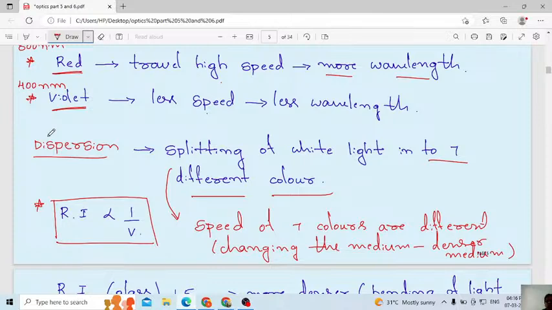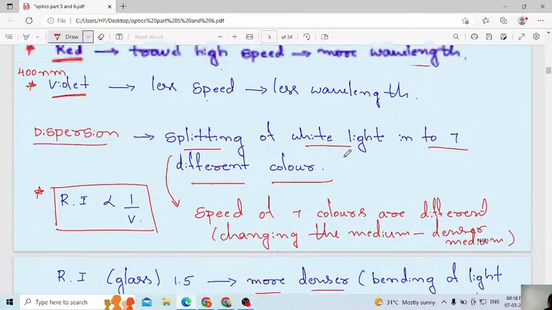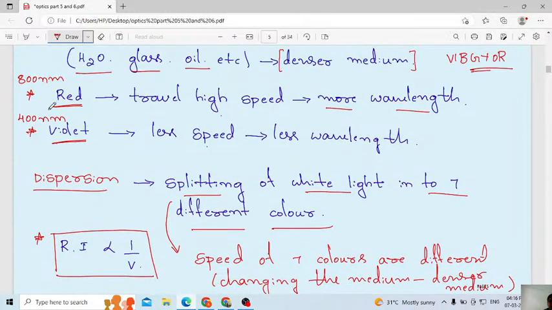Then when white light enters from one medium to another medium, except air or vacuum, you have to remember in your mind that the splitting up of white light into 7 different colors takes place. This process we consider as dispersion. Why does the splitting up of white light take place? Because the speed of all the 7 colors is not the same. Already I gave two best examples here. Red is the color having more wavelength. Because of the more wavelength, it travels with high speed.